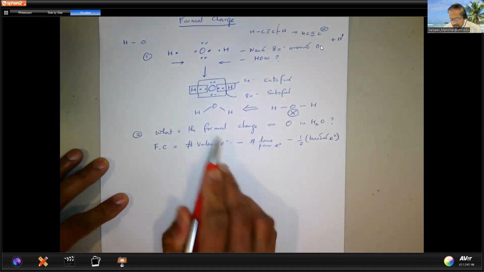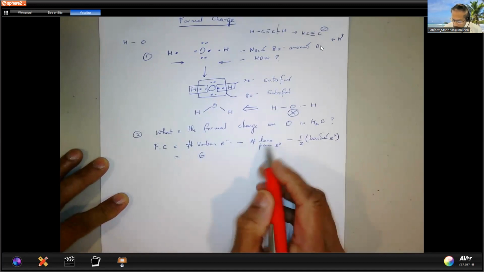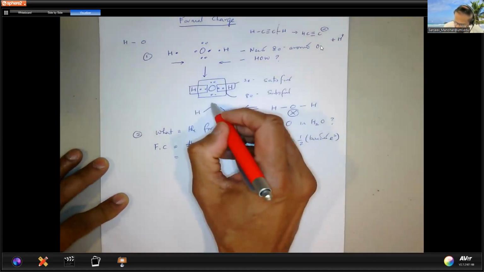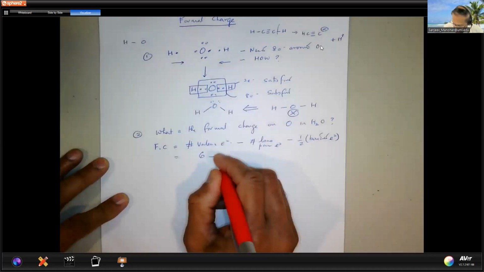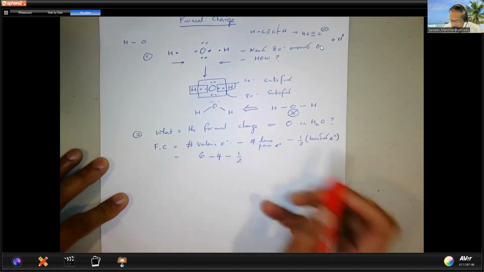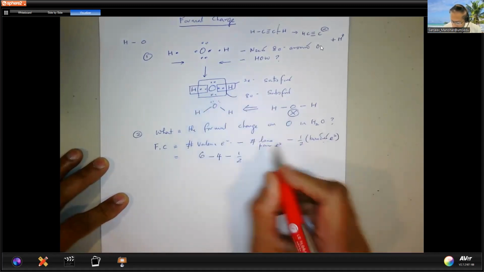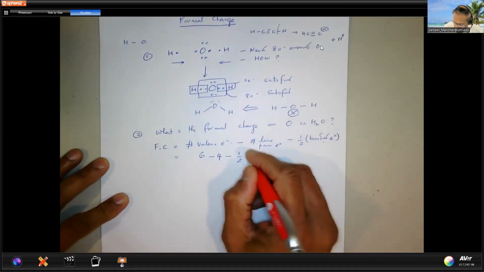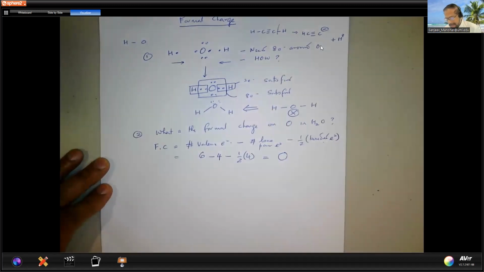For oxygen, the number of valence electrons is 6, right? We just went over that. How many lone pair electrons? Lone pair is these 1, 2, 3, 4: 4 electrons, minus half the number of bonded electrons. These are the bonded electrons, 1, 2, 3, 4. That's 4. So that's a total of 0, right? That's why the formal charge on oxygen in water is 0.